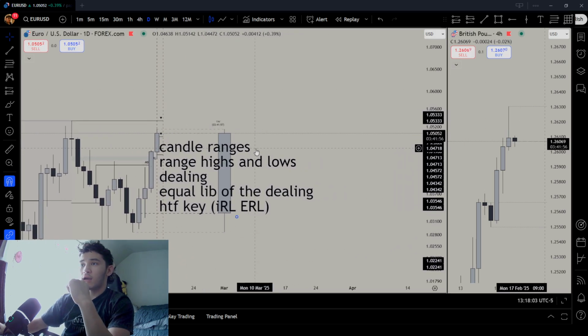Next video, we're going to talk about the candle ranges, eventually range high, range low, dealing ranges, equilibrium of the dealing ranges, and higher time key level. These are the forms of drawn liquidity.